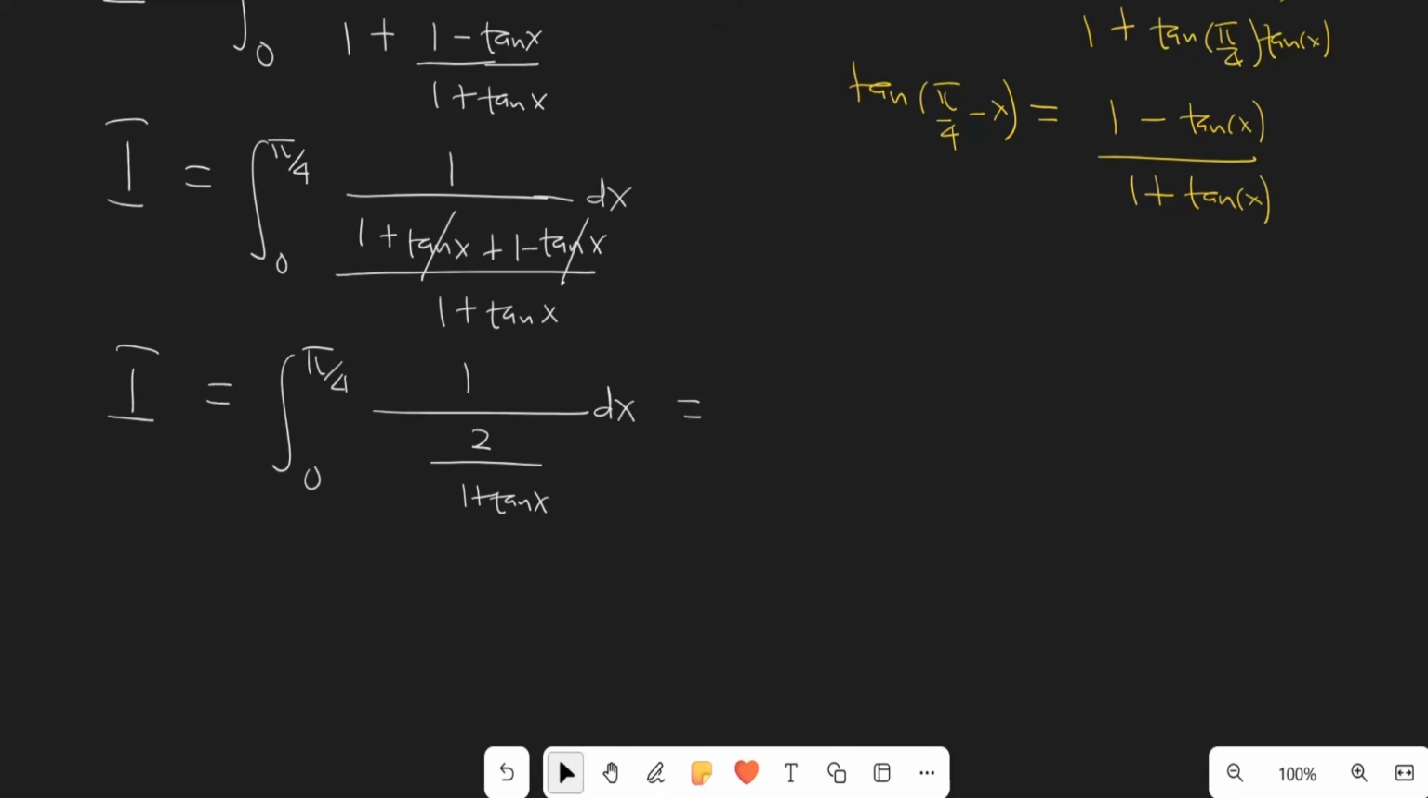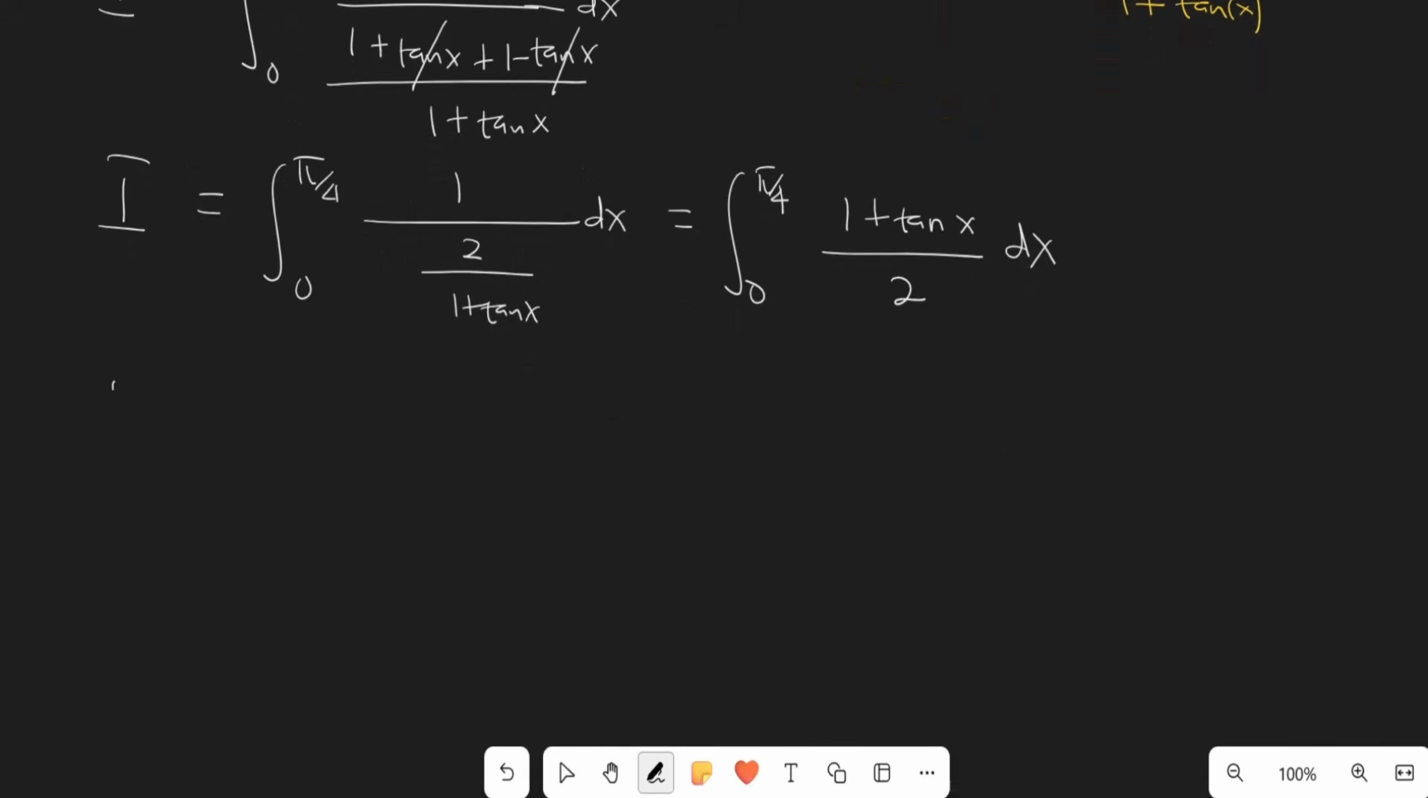And this is the same as, we are going to multiply by the reciprocal of this guy, and that is going to be the integral from 0 to pi over 4 of 1 plus the tangent of x all over 2 and then dx. So here I is going to be equal to 1/2, a constant, it comes in front, and you are integrating from 0 to pi over 4 of 1 plus the tangent of x dx.